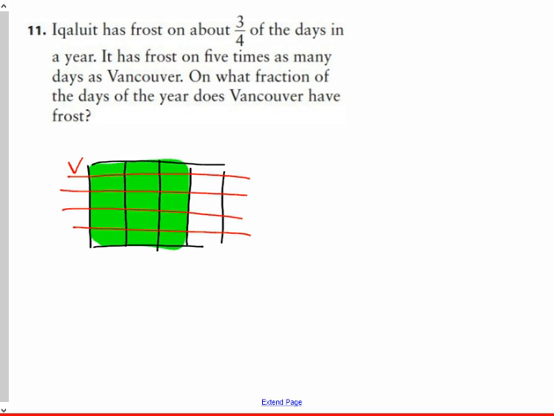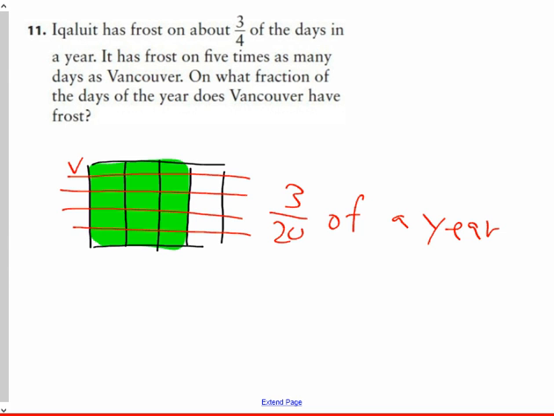So if Iqaluit has 3/4 of a year, Vancouver is going to have that, which is now going to be, the denominator was 4, it's now 20. And therefore the fraction of days of a year is 3/20. Now, I'm going to ask you a very important question. Does anyone know how many days that is? All right, that's 3/20 of a year, right? Does everyone agree?